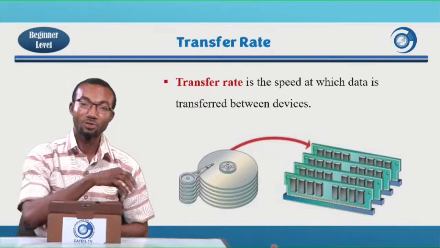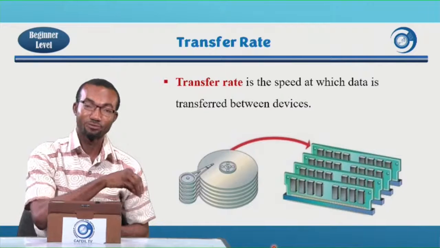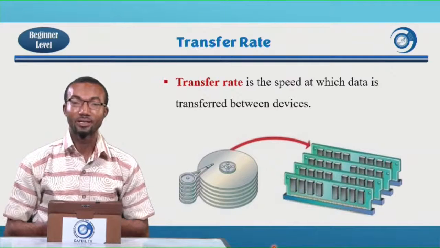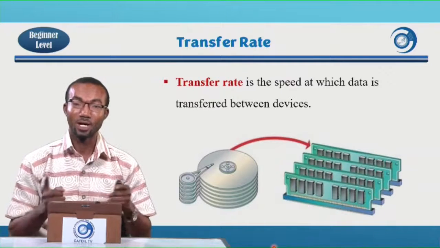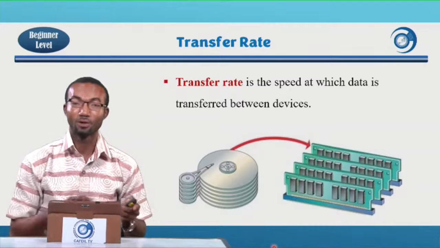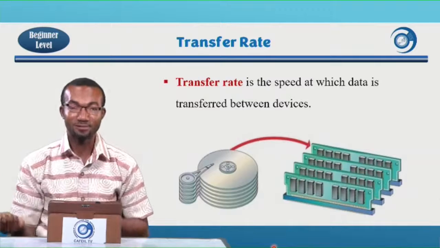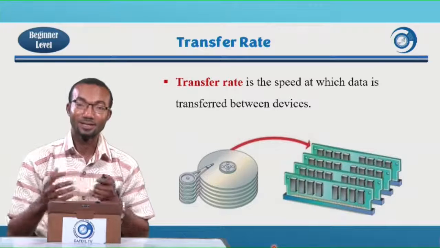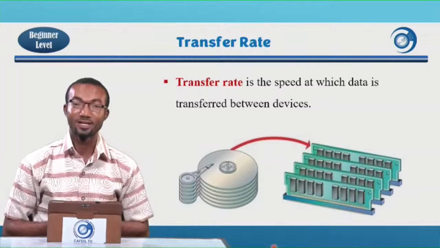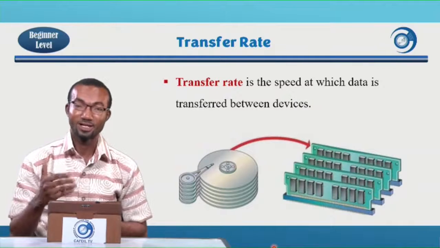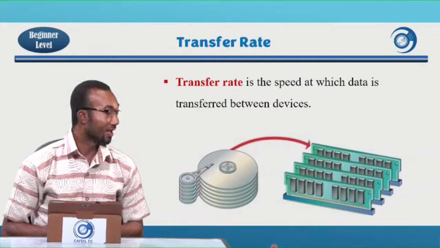We can also transfer information from the hard disk to a memory card. We can even transfer from one pen drive to another pen drive, or from a memory card to a pen drive, or even from a pen drive to a hard disk. And that is what we call transfer rate. It is the speed at which data is transferred between devices.